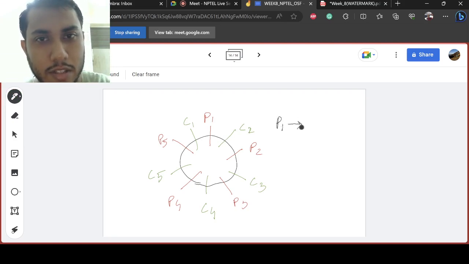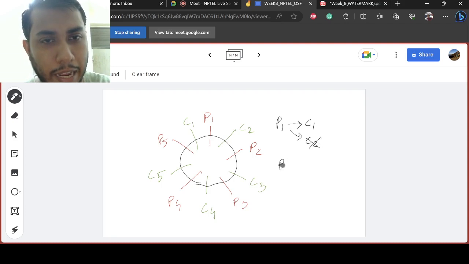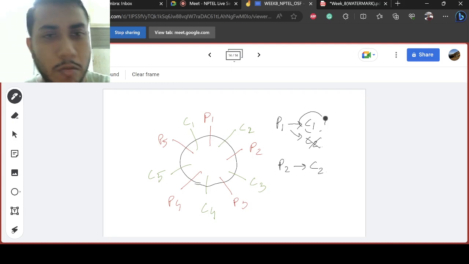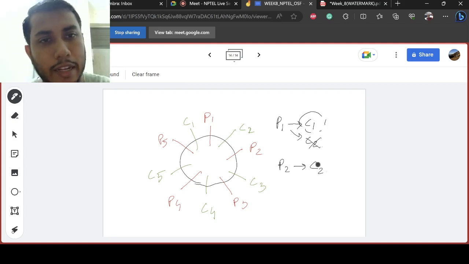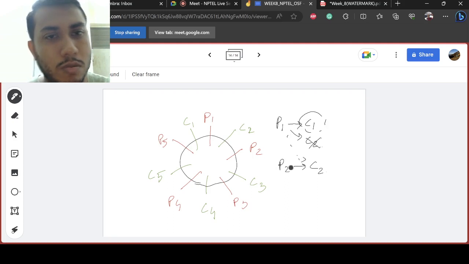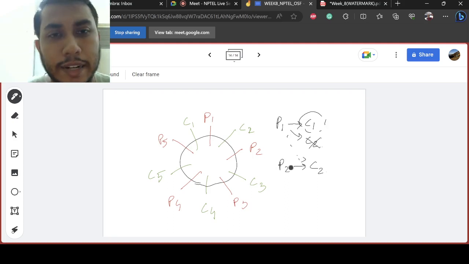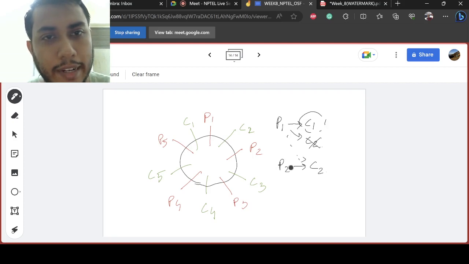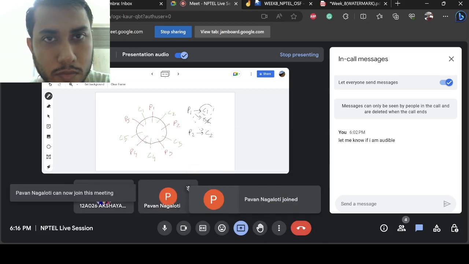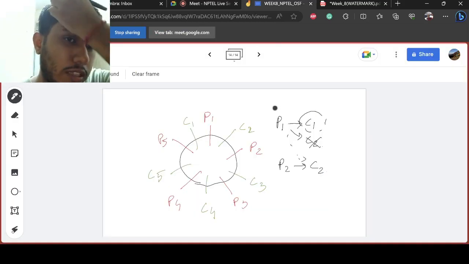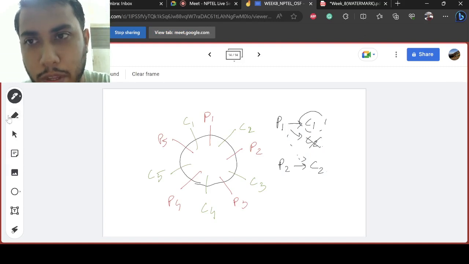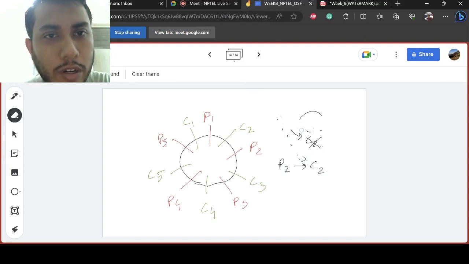So we saw that for each philosopher, if P1 captures C1, P1 needs both C1 and C2. But if C2 is not available and P2 has taken C2, then it is holding one resource and asking for this resource too, which is currently held by P2. So that is a deadlock. It is not able to proceed, it has to wait. So this is basically a circular deadlock. This is how the dining philosophers problem is a very good example of how deadlock occurs.